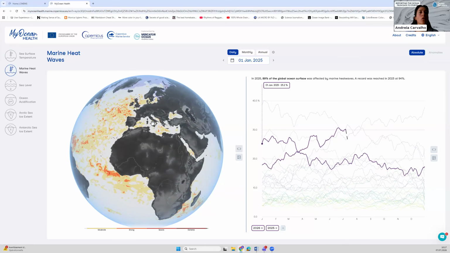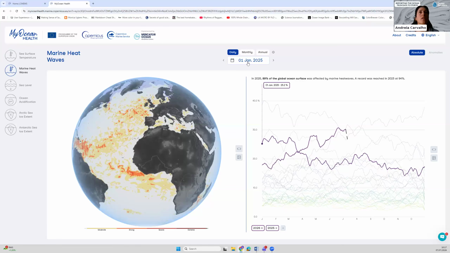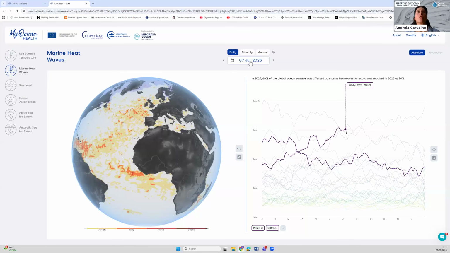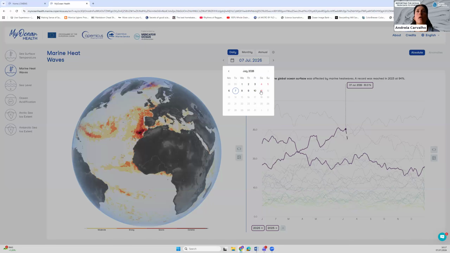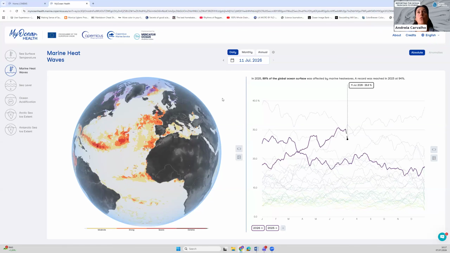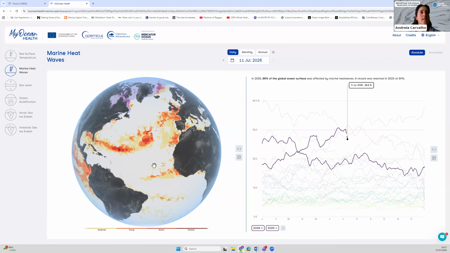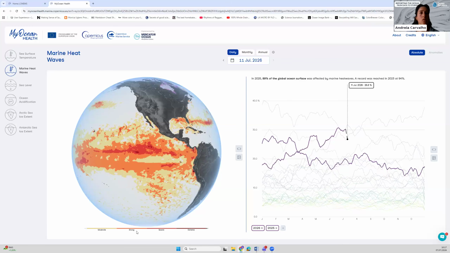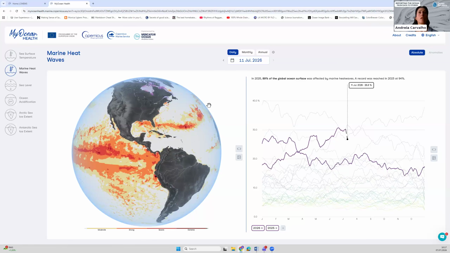You can here explore the different categories for the different days, and not only for the present day, but we also provide a forecast, up to 10 days of forecast, in fact. So you can already visualize the marine heat wave conditions for the 11th of July. You can see how intense these marine heat waves will be across the globe by checking the color bar here below.